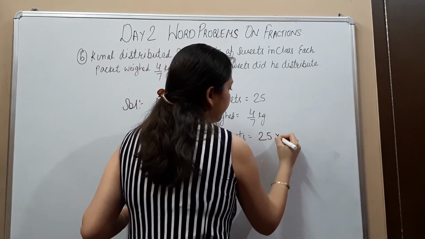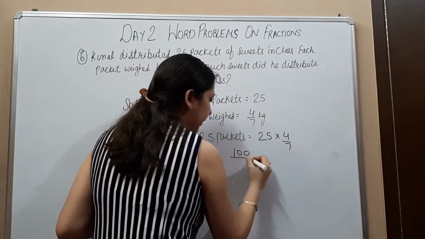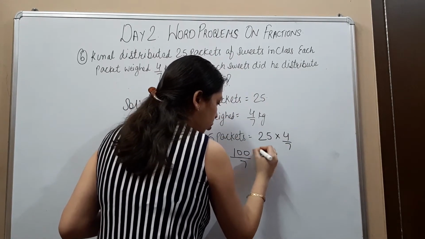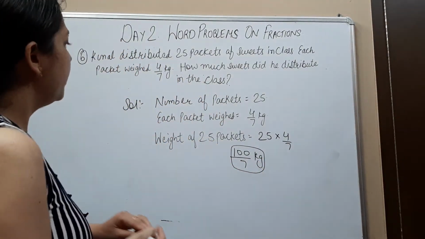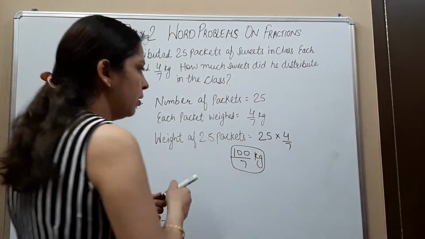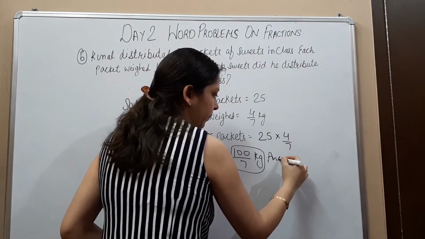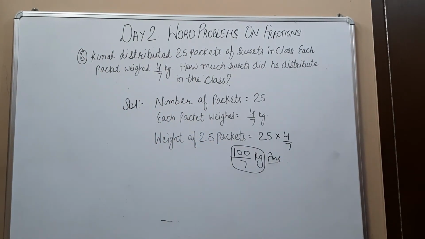Weight of 25 packets is equal to 25 times 4 by 7. It is 100 by 7 kg. So 100 by 7 kg is the weight of 25 packets. This much sweets Kunal distributed in the class. This is the answer. So 100 by 7 kg sweets he distributed in the class. I hope you get this question.